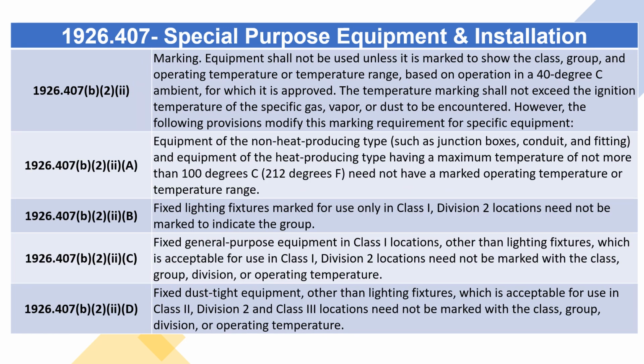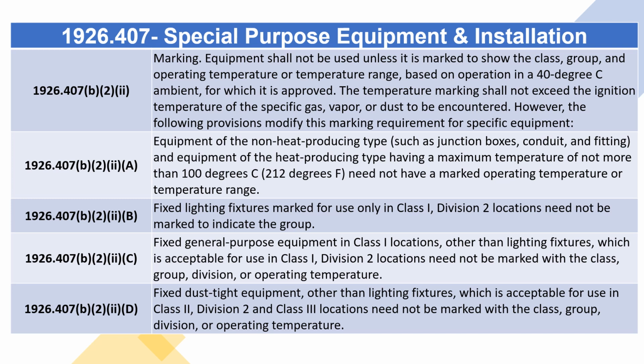1926.407 B2 Marking. Equipment shall not be used unless it is marked to show the class, group, and operating temperature or temperature range, based on operation in a 40°C ambient, for which it is approved. The temperature marking shall not exceed the ignition temperature of the specific gas, vapor, or dust to be encountered. However, the following provisions modify this marking requirement for specific equipment.